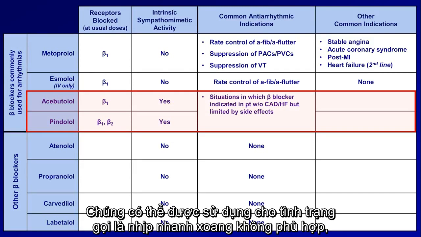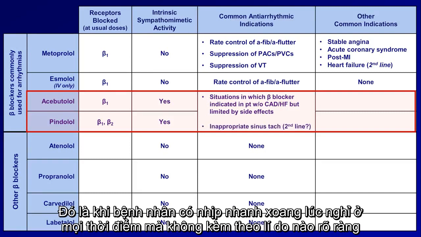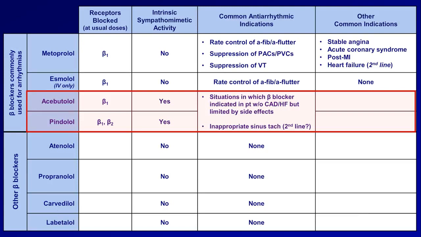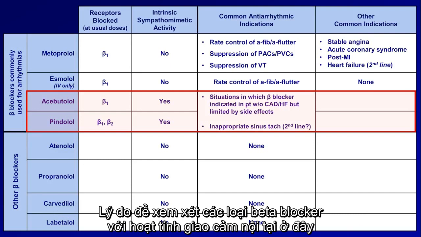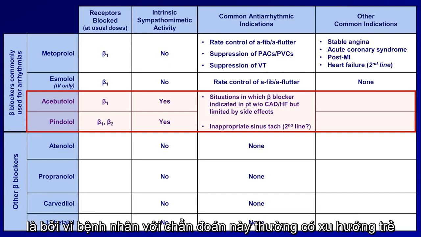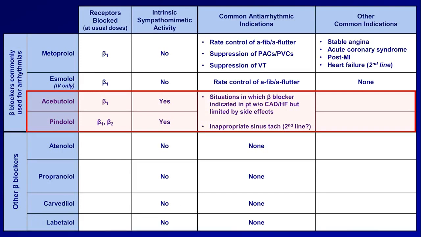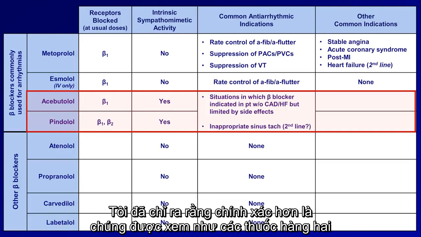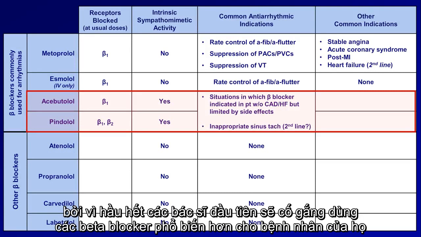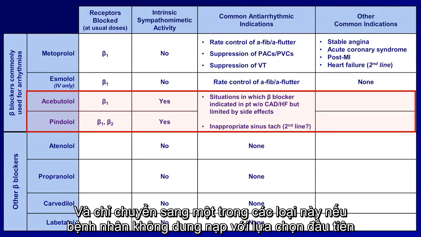They can also be used for a condition called inappropriate sinus tachycardia, which is when a patient has a resting sinus tachycardia all the time without any clear reason. The reason to consider beta blockers with intrinsic sympathomimetic activity here is because patients with this diagnosis tend to be young and tend to be particularly prone to feeling poorly on other beta blockers. I've indicated here that they are probably more accurately considered second-line agents because most doctors would first try their patients on a more common beta blocker and only switch to one of these if the patient was intolerant of the first choice.